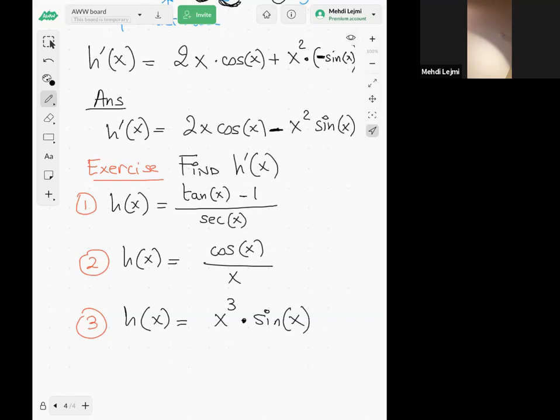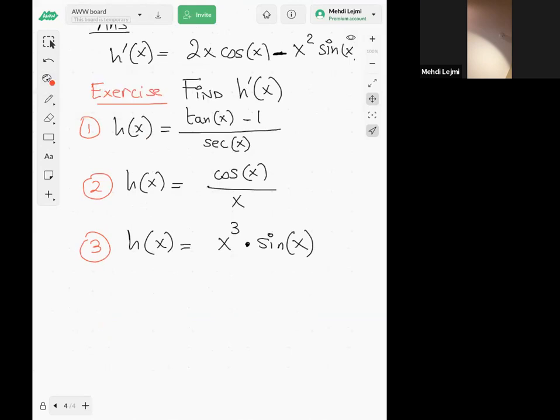Actually, for number one, guys, as I said, you have to simplify your answer. For number one, your final answer should be sine of x plus cosine of x. So for the answer for number one, h prime of x should be sine of x plus cosine of x. If you get something else, please try to simplify your answer. All right.